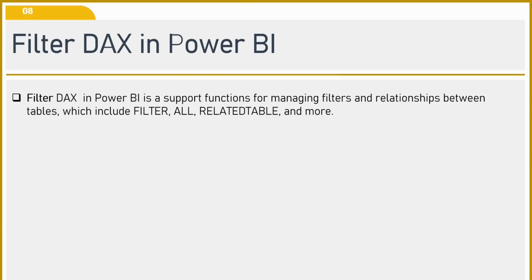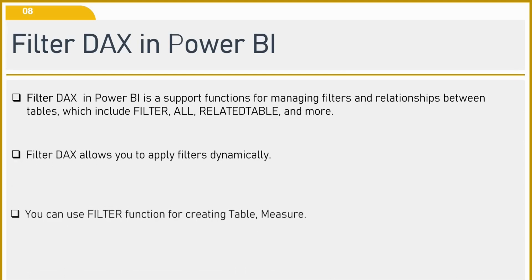Basically, the FILTER function is also used to summarize the data with defined criteria, because once you summarize the data with defined criteria, it returns the values or a table containing the filtered rows. So this is what the FILTER function does in Power BI. FILTER DAX allows you to apply filters dynamically, and when you use a FILTER function, you can create tables and you can create measures in Power BI.